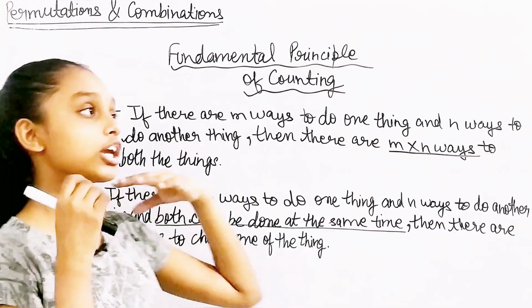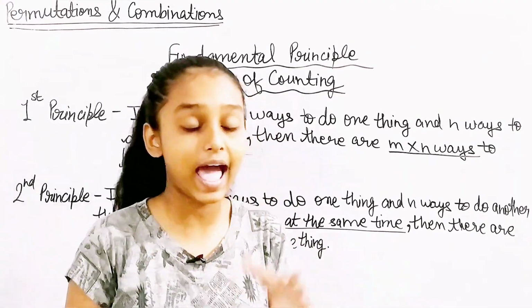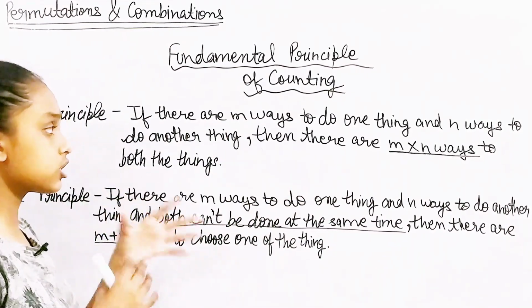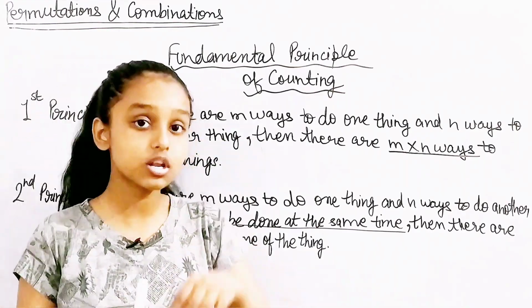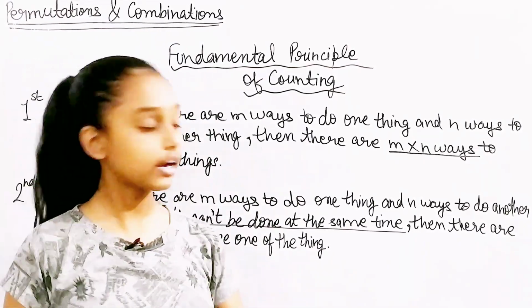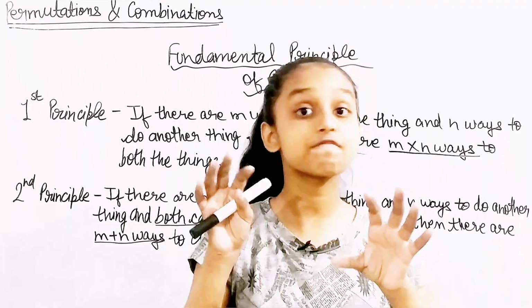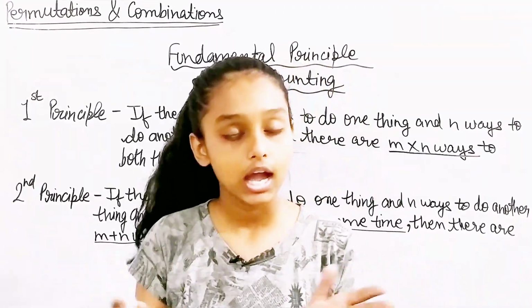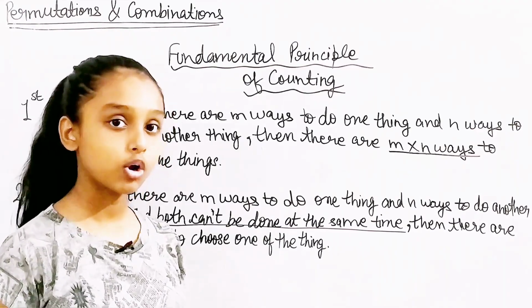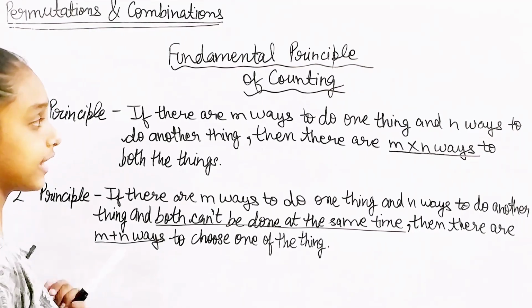Here, if we have a condition where those things can be done at the same time, then there will be m into n ways. And if both things can't be done at the same time, then there are m plus n ways to do one of the things, but not both. I hope this is clear. So let's move on. Should I take some examples? I guess I'll be taking those examples in the next video.